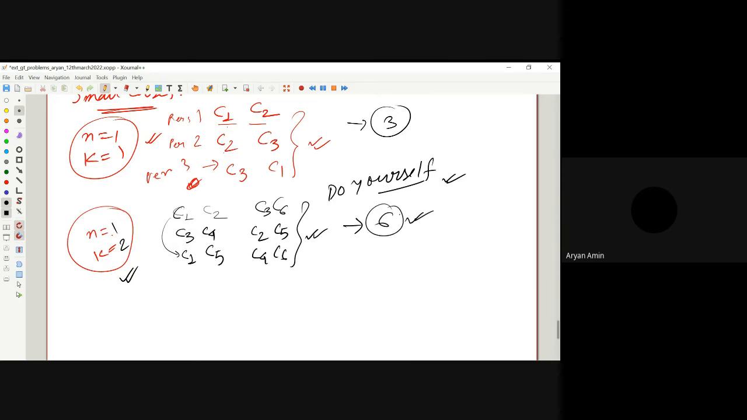So from these two cases, does anyone have any guess for an answer? 3k. Come again. It should be dependent on n, right? n is not completely useless. So someone said 3kn. That is, yeah, that is the right answer.